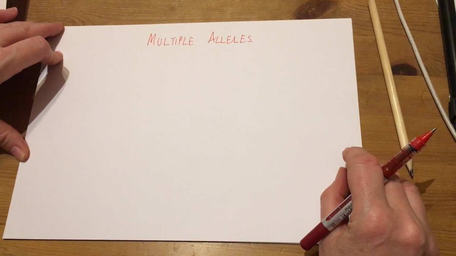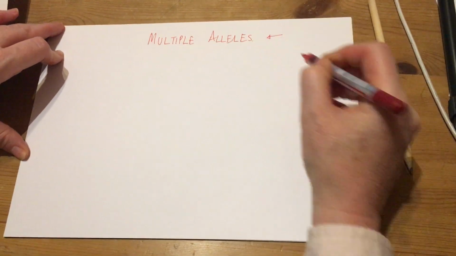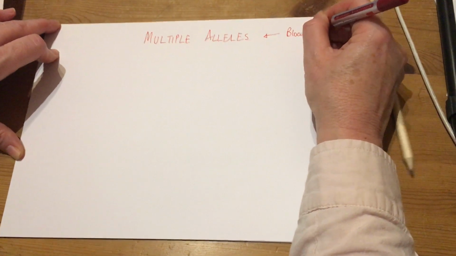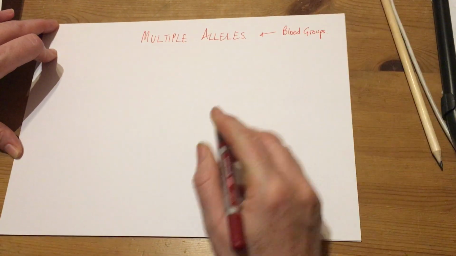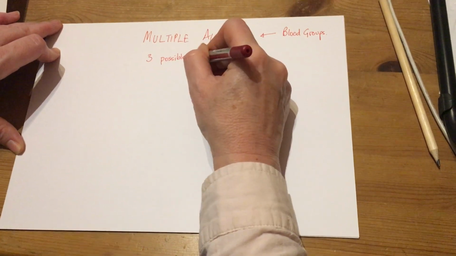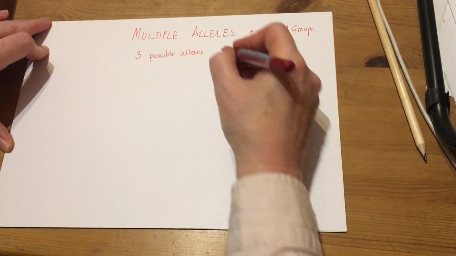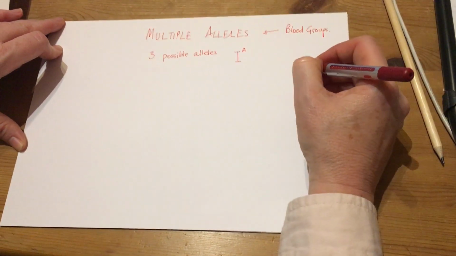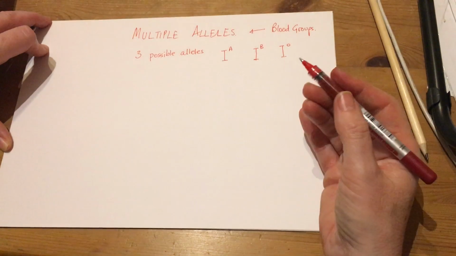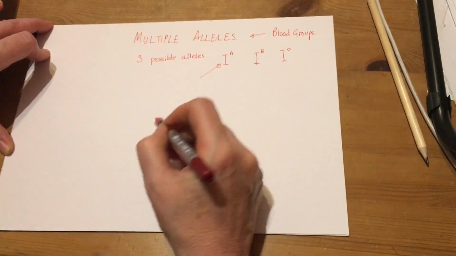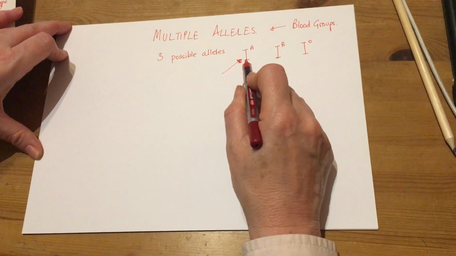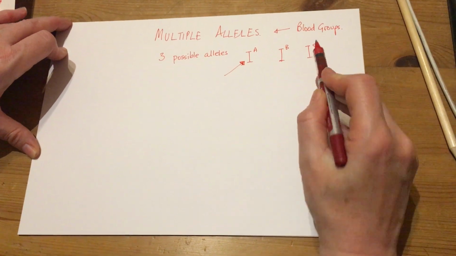Now we're going to look at a worked example of multiple alleles, and the most common multiple alleles example is blood groups. So we're going to look at this because there are 3 possible alleles in blood groups. They are allele A, allele B, and allele O. Now you'll be wondering why on earth I have put a capital I. What's that all about? Well, I've used a capital I because that is the name of the gene, and there are 3 variants of the gene.